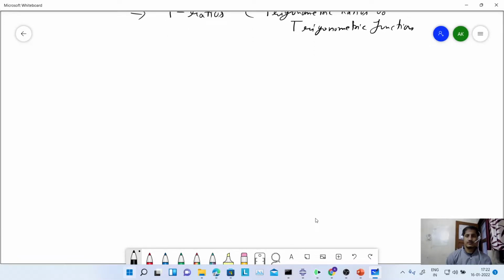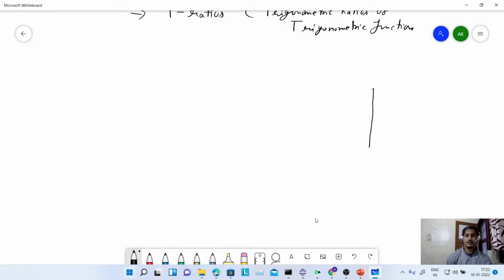So guys, let me draw the right angle triangle again. Here is the right angle triangle ABC. This is its angle theta which we are considering. So this is its base, name it as B. This is its perpendicular, this is its hypotenuse, name it as H. So you have to find out the trigonometric ratios. So trigonometric ratios are the ratios of the sides and which define the relationship with angle.